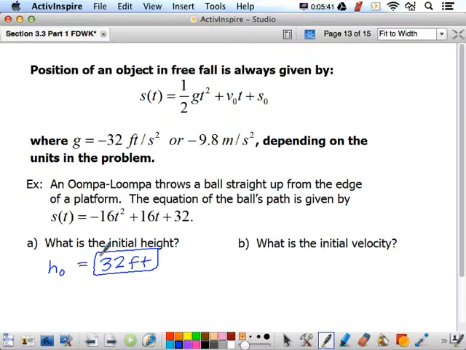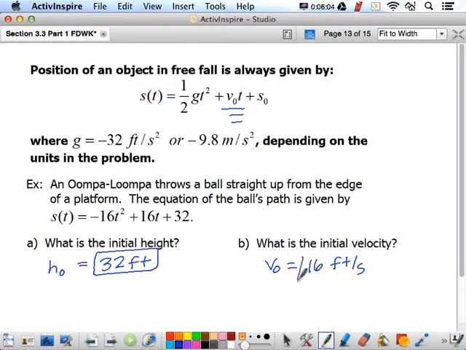All right, based on the given function, what is the initial velocity? Negative 16. Let's take a look. The formula says that the coefficient of the linear term is your initial velocity. So what's in front of the little t there? 16. Positive 16. So my initial velocity was positive 16 feet per second.